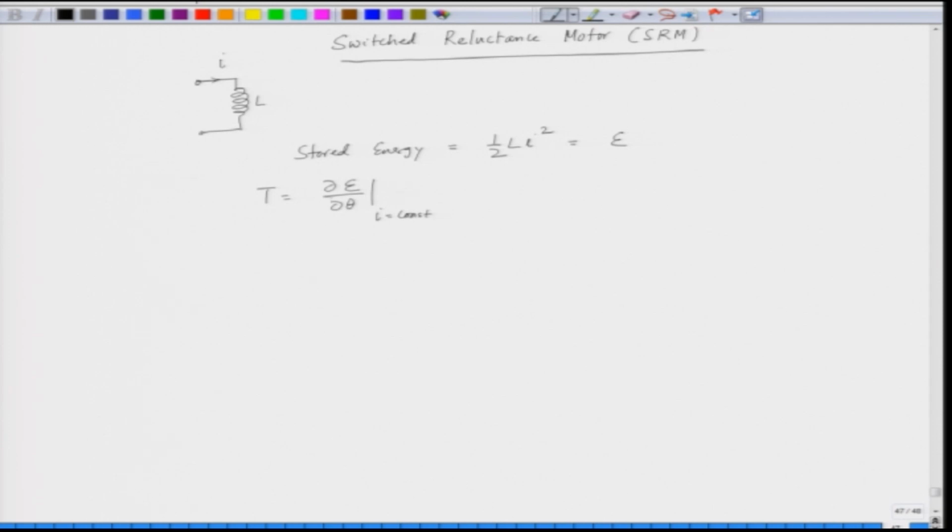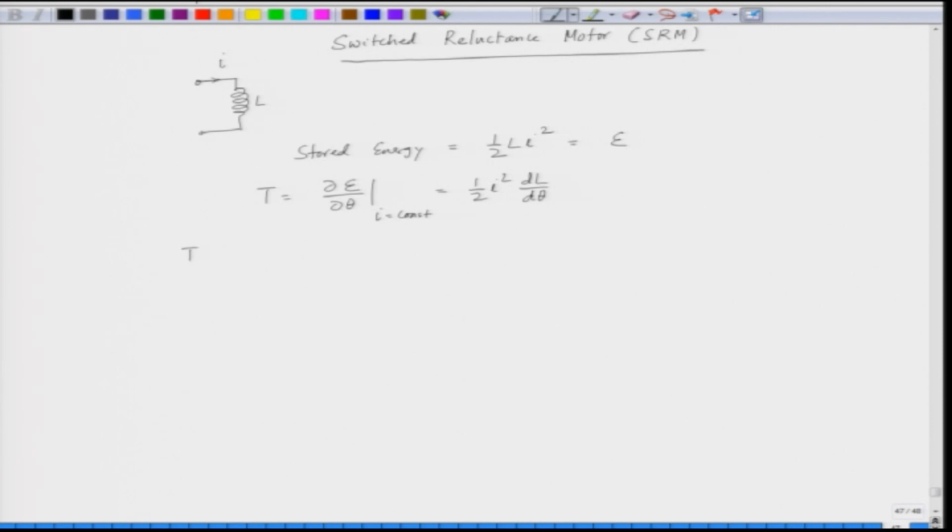So, if the energy is differentiated with respect to theta at constant current, the derivative of this is the torque. And here, since we keep the current constant, we have half i square into dL by d theta. So, we are only differentiating the inductance with respect to theta here. So, the torque of a switched reluctance motor is proportional to i square and is also proportional to the derivative of the inductance with respect to the rotor position.